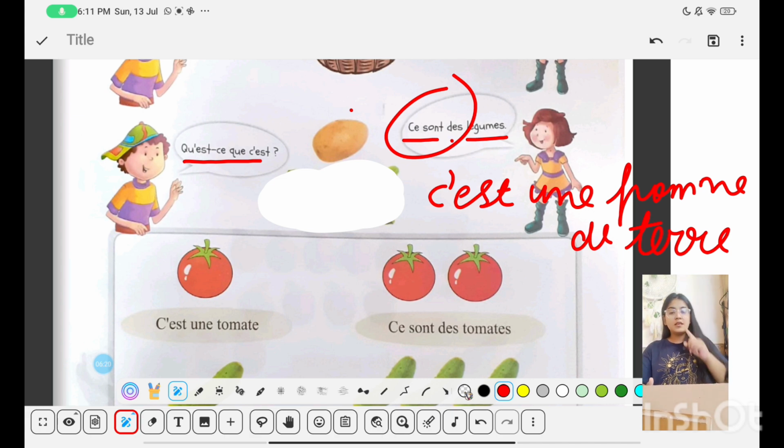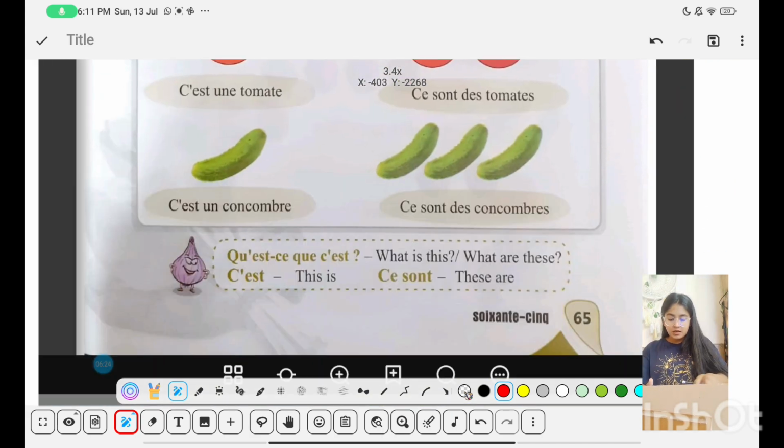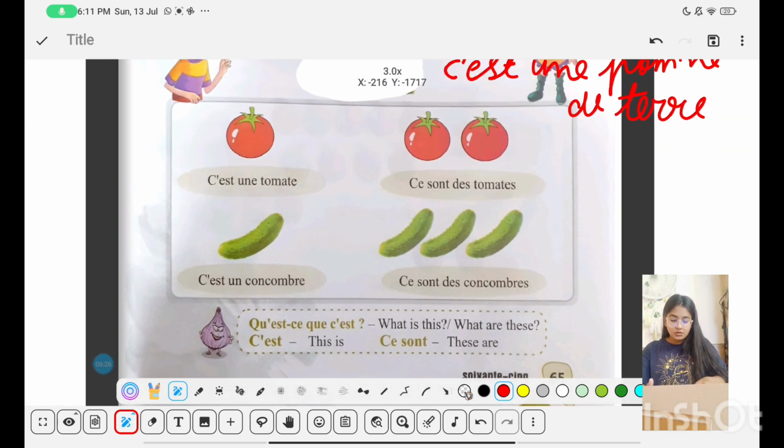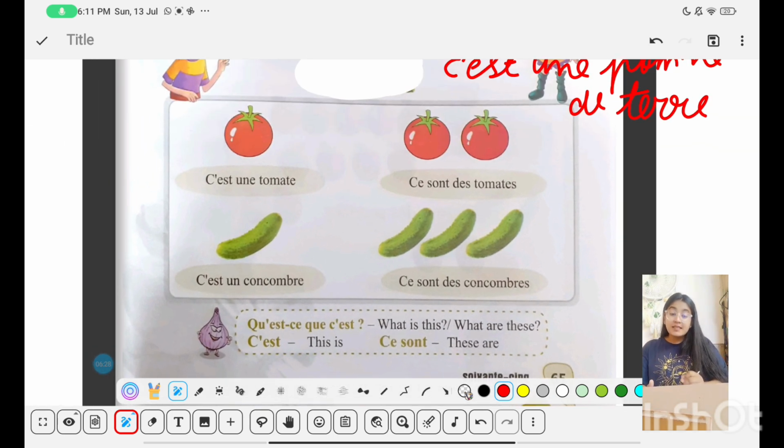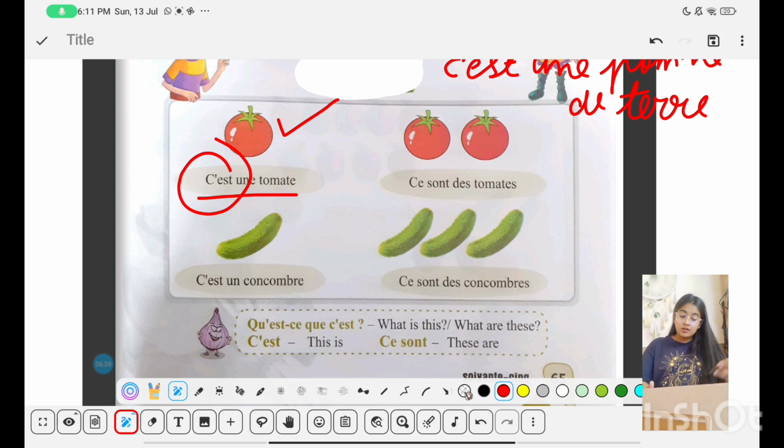Okay, why? Because one potato is there, not many objects, but one. See, here are two very good examples. Qu'est-ce que c'est? What is this? C'est une tomate. Why? Because one tomato, singular. So, c'est. Ce sont des tomates.